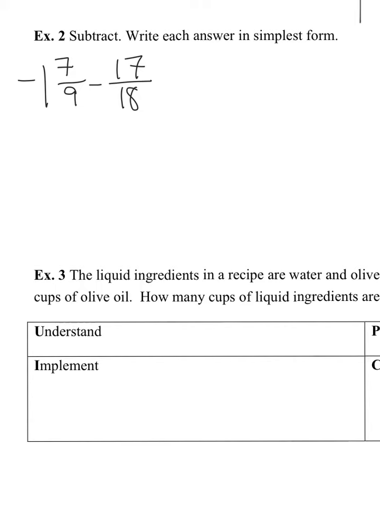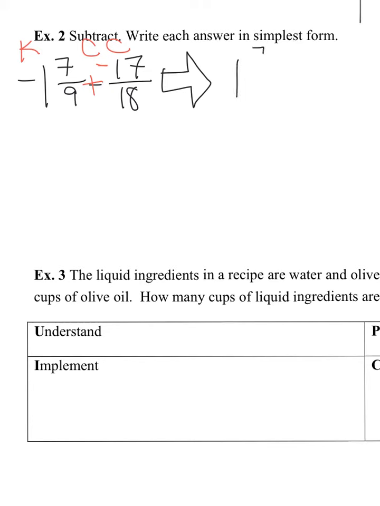Okay, first of all, I am subtracting, so my rule is going to be keep, change, change. That means I'm going to keep that negative sign in front of the 1 and 7/9, change the subtraction to addition, and change the second fraction to a negative. Once I've done that, I know I just rewrote a subtraction problem as addition, because subtracting is the same as adding the opposite. And that allows me to sing my fabulous song. I have a negative plus a negative, which is same signs add and keep.